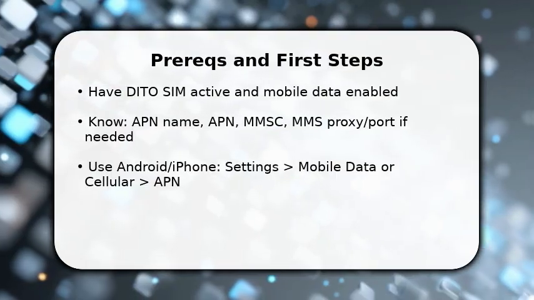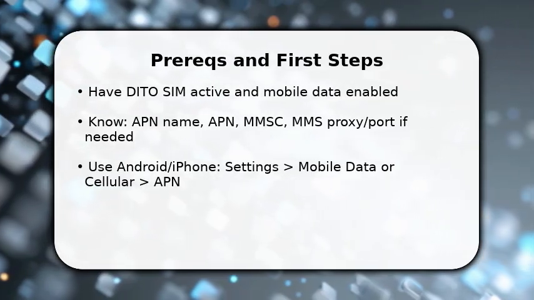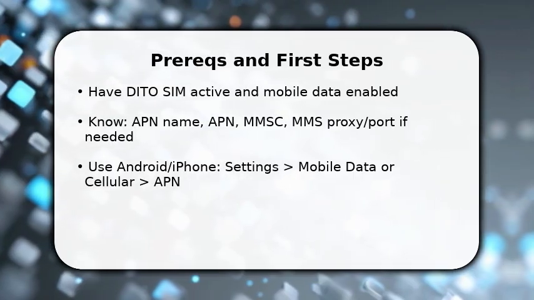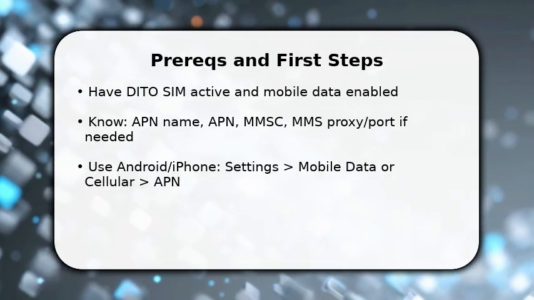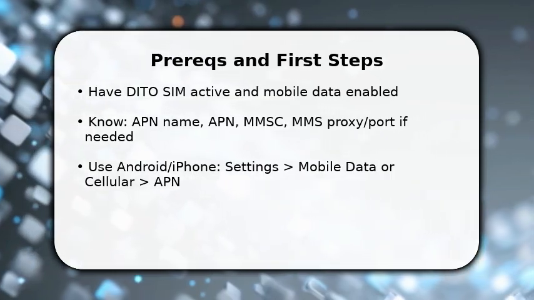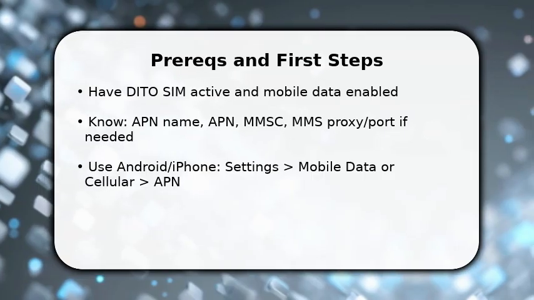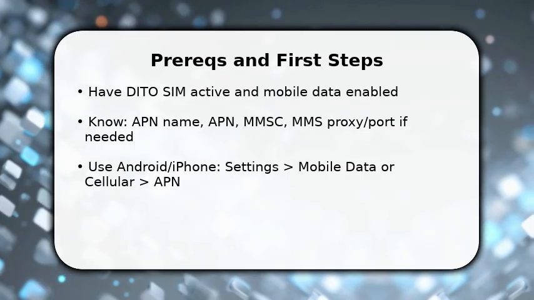You start by confirming prerequisites: an active DDoS SIM, cellular service on, and access to APN fields. On Android or iPhone, open settings, then mobile data or cellular. Tap access point names and choose Add or New APN. Enter the APN name and the APN value exactly as provided by DDoS. Do this now. Don't skip accuracy because small typos block data.